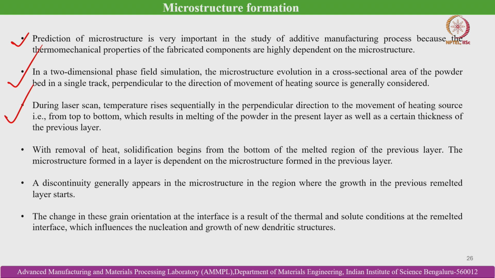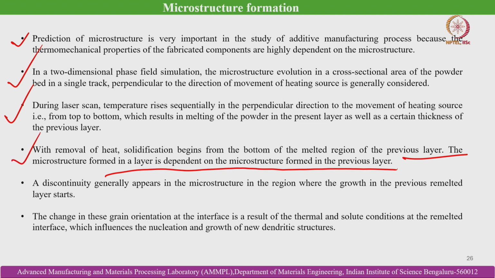So, we will learn how to simulate the microstructure formation in case of remelting, in case of formation of the subsequent layers. With removal of heat, solidification begins from the bottom of the molten region of the previous layer, and the microstructure formed in a layer is dependent on the microstructure formed in the previous layer. So, often we see epitaxial growth in case of laser additive manufacturing, because of the favorable crystallographic growth orientation, and also because of the presence of the G by R ratio at that particular layer.